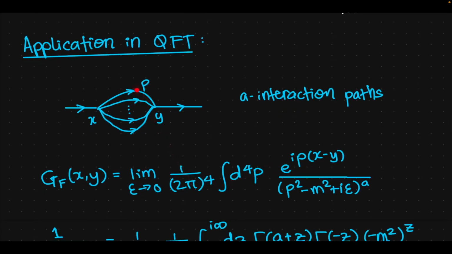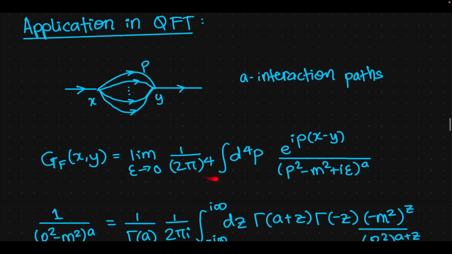So if we convert this Feynman diagram, this is a Feynman diagram, into a mathematical integration, something that can be computed, all of these paths are going to be contributing a term which is given by G_F of x comma y. This is called the Feynman propagator. So we take the limit as epsilon goes to 0, 1 over (2 pi) to the fourth, because we're in 4 dimensions, integral over the 4 momentum, so d^4 p, e to the i p times (x minus y), where this is the 4 momentum product.